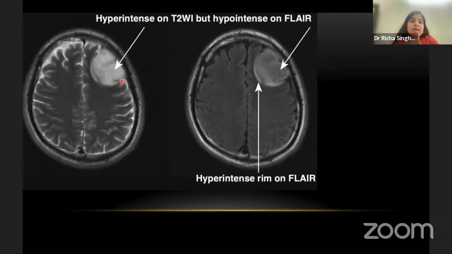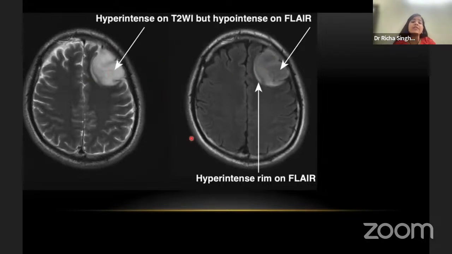There is not much edema around the lesion. It is very well defined with very smooth margins. But what we are seeing on FLAIR here is that the hyperintensity on the T2 is not replicated on FLAIR. Instead, the tumor not being cystic, we are still seeing FLAIR hypointensity within the tumor. So this is what is known as T2 FLAIR mismatch, because ideally, because of the water content, the tumor is supposed to be hyperintense both on T2 and FLAIR.